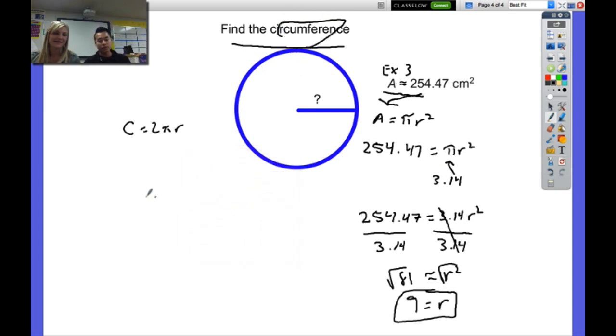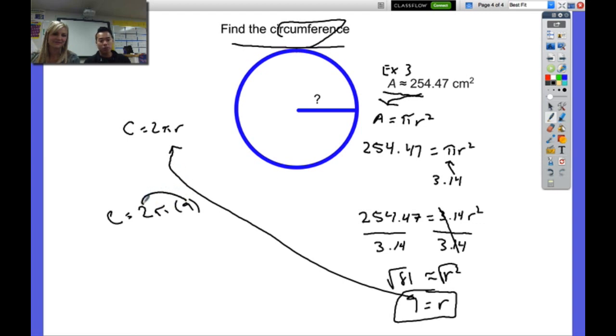So now that we have the radius is 9, we're not finished because we're in need of finding circumference. So we're going to take this radius and we're going to drop it into the circumference formula. So circumference is equal to 2 pi times 9. Okay, so I'm just replacing that r. And this is the critical step right here. I'm going to go ahead and multiply my two numbers together. So I get circumference is equal to 18 pi.